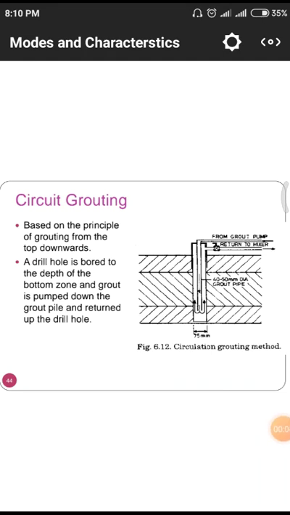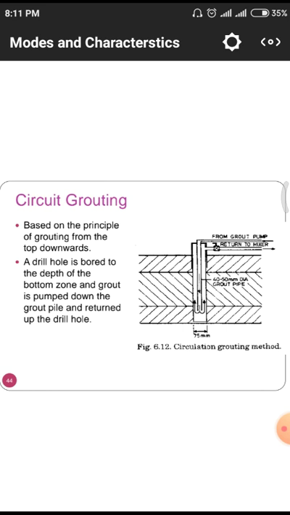Today's class is related to circuit grouting. Normally, grouting means artificially utilizing some quantities of binding materials, and we have to apply those binding materials with the help of pressure and high pumps, so that the grouting material provides a shield to the structure.